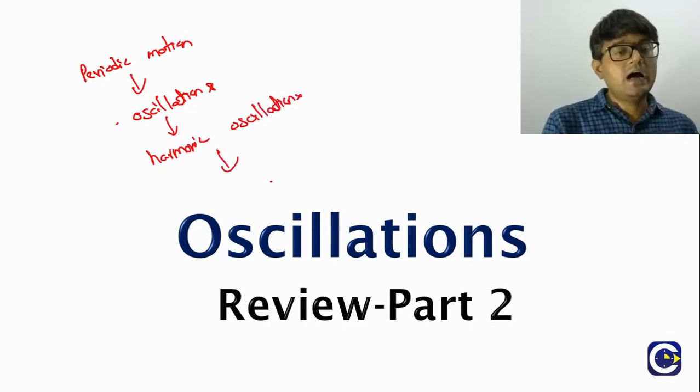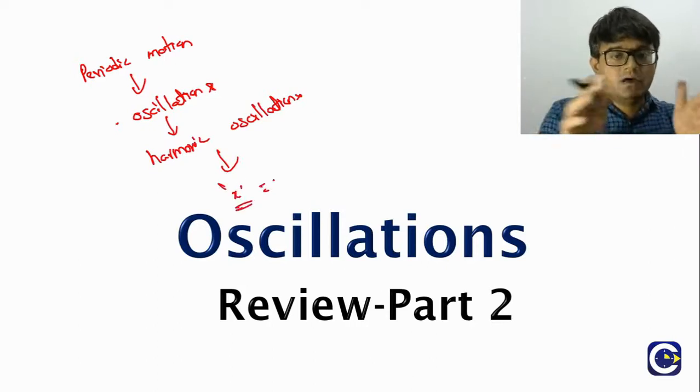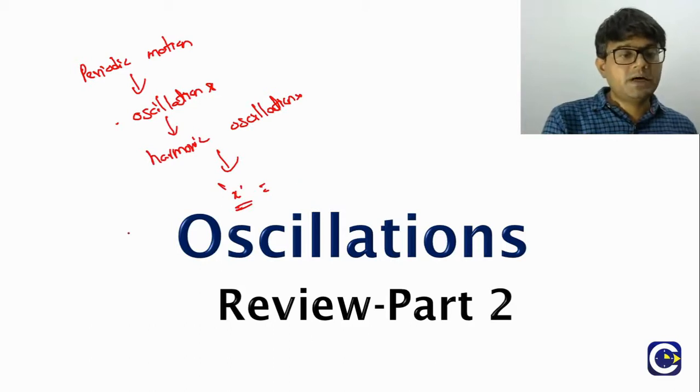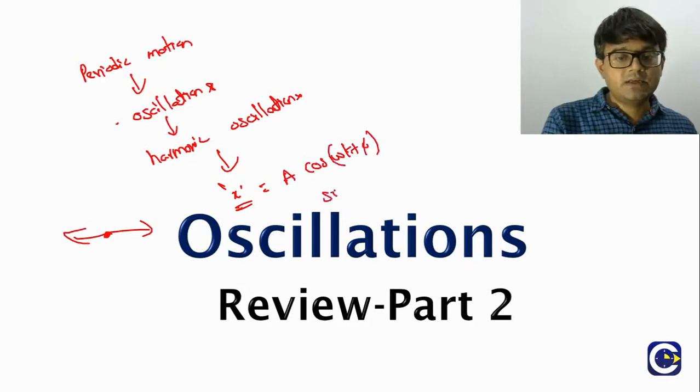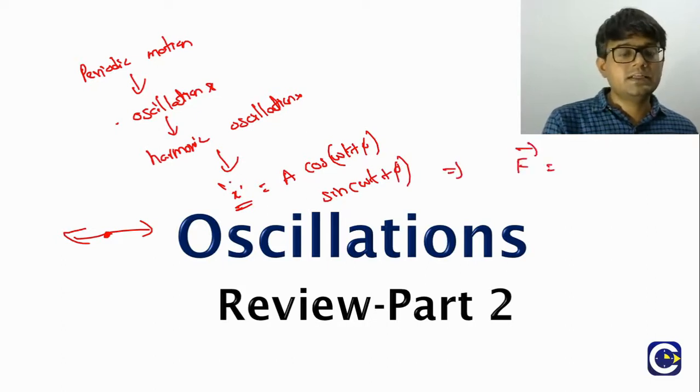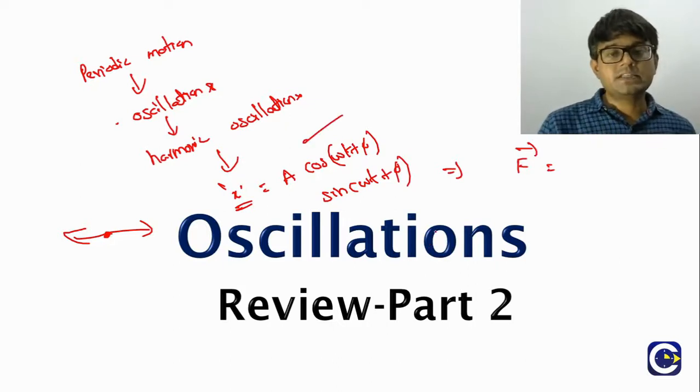Further, if you look at linear oscillations, if the displacement of the particle from the mean position either way is given by a form like this, x is equal to A cos(omega t plus phi) or A sin(omega t plus phi), then we call it a sinusoidal function, and the restoring force will be equal to minus some constant into x.